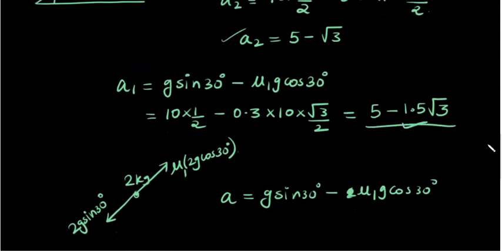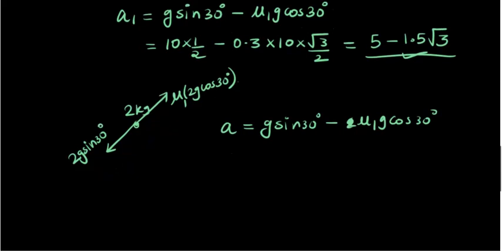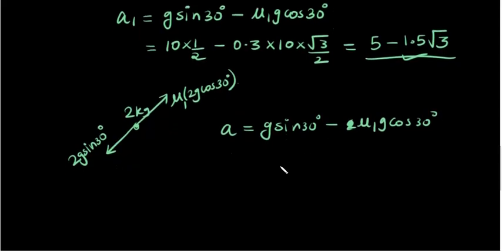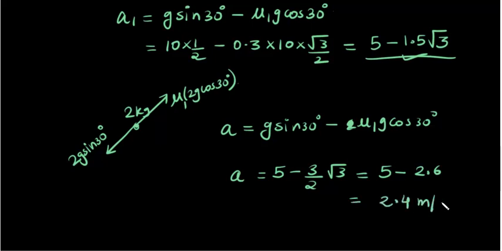So basically this is our answer, right? So this one will be 5 minus 3 by 2 into root 3 is the acceleration of the 2 kg block, right? So this will be how much? This is 5 minus, let me calculate this. This is 2.6, and now we have to subtract from 5. So we will get 2.4 meter per second square. So the answer for the second case is 2.4 meter per second square.